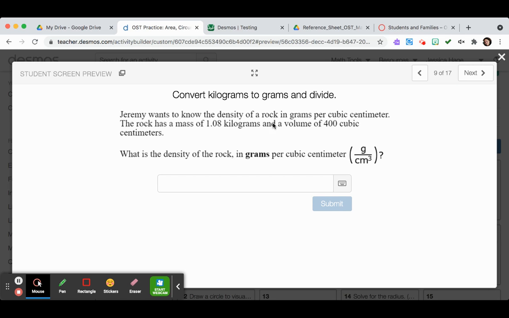All right, so Jeremy wants to know the density of a rock in grams per cubic centimeter. What is the density of the rock? So we're just going to convert kilograms to grams, and then we're going to divide. There are 1,000 grams in a kilogram. So we're going to first multiply 1.08 by 1,000. And that's just like moving the decimal over 3 times. So we're actually going to do 1,080 divided by 400. And that is our density in grams per cubic centimeter, 2.7.